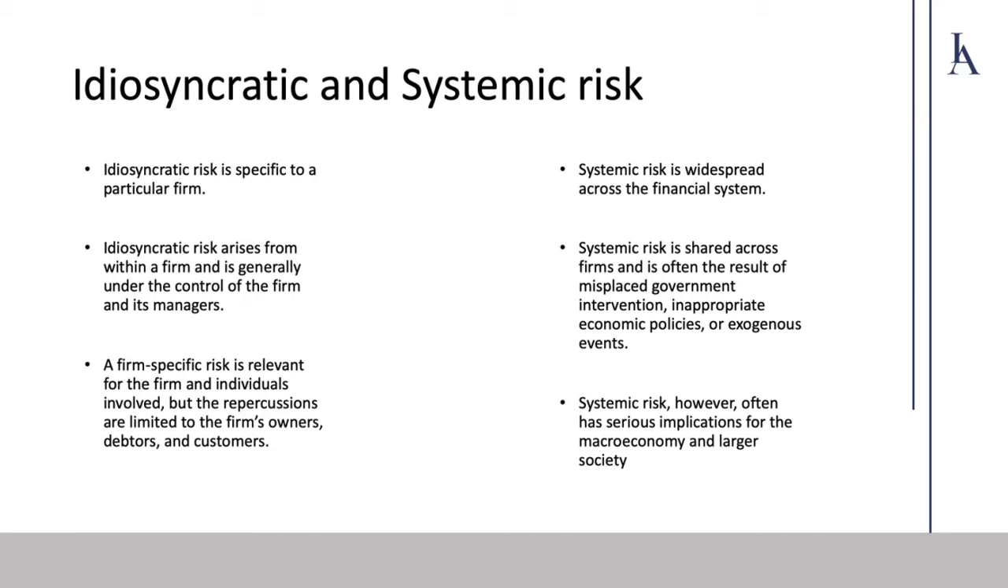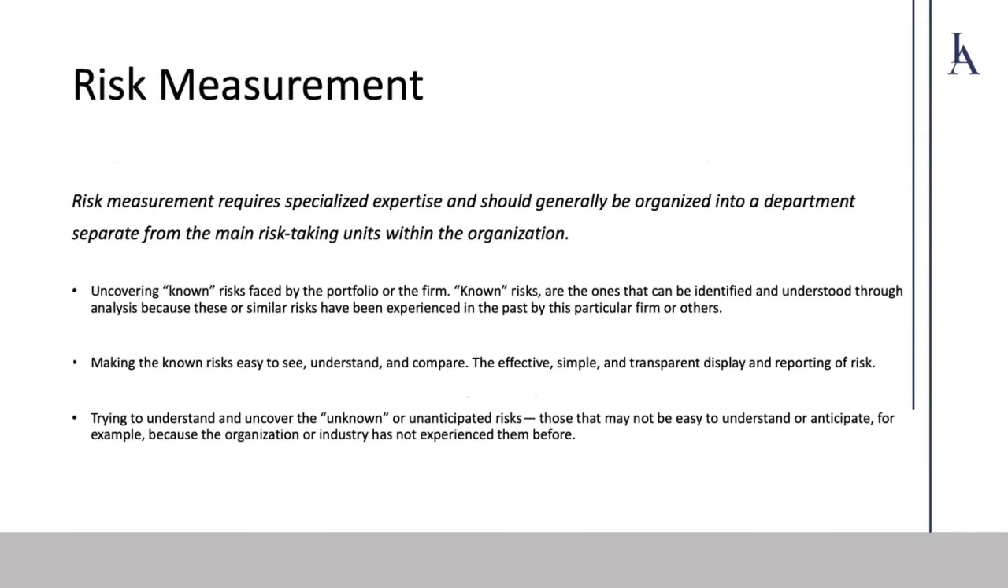In order to do that, we have to identify the risk. We have to go into risk measurement. Before we go deep into that, it's unfortunate that the term risk management has been appropriated to describe what should really be called risk measurement. The measuring and quantifying of risk is risk measurement. It requires specialized expertise and should generally be organized into departments separate from the main risk-taking units within the organization. Managing risk, in contrast, must be treated as a core competence of a financial firm and of those charged with managing the firm.